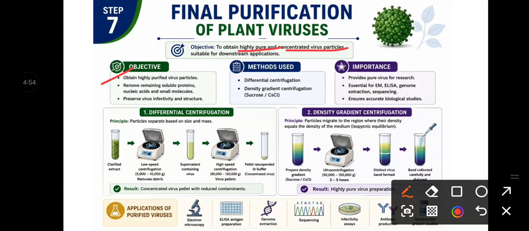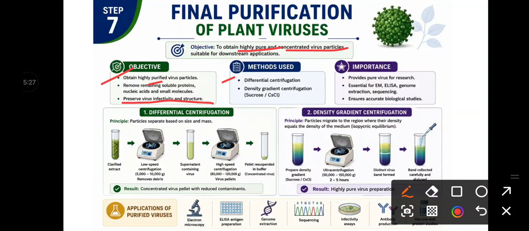So the objective is to get purified virus without any type of contaminants, both soluble as well as insoluble, and to preserve virus infectivity as well as structural integrity. The methods used are differential centrifugation, ultracentrifugation, density gradient centrifugation, isoelectric precipitation method, and salt precipitation method. So various methods are there, five methods. We will discuss all of these one by one.